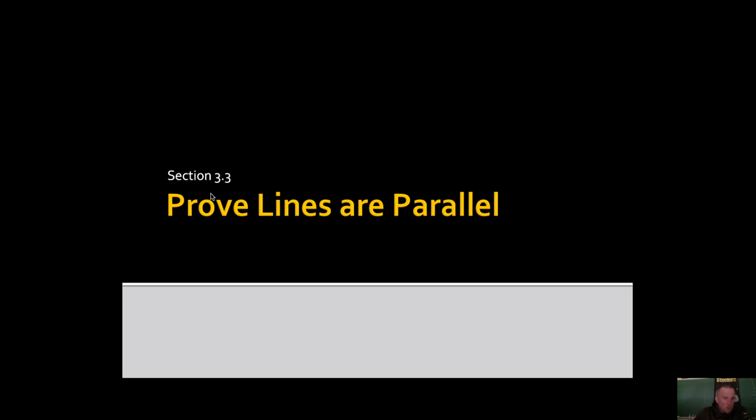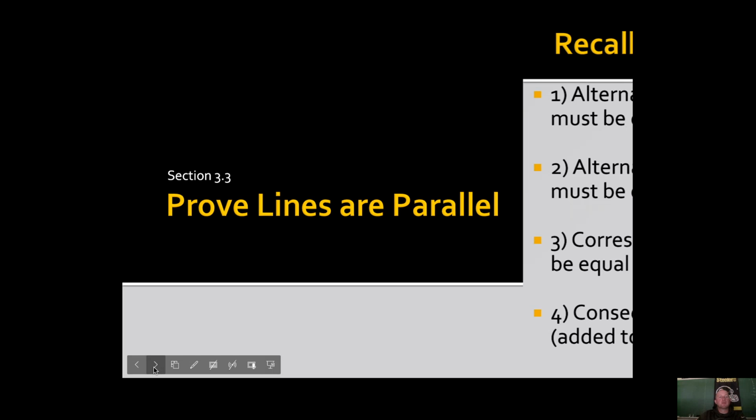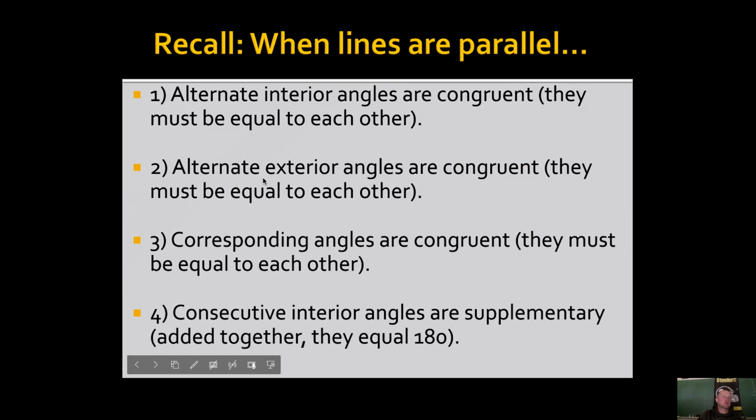This is section 3.3. We're going to prove that lines are parallel. This is what we did last section. We learned that when lines are parallel, four things happen. Alternate interior angles are congruent, alternate exterior angles are congruent, corresponding angles are congruent, and consecutive interior angles are supplementary.